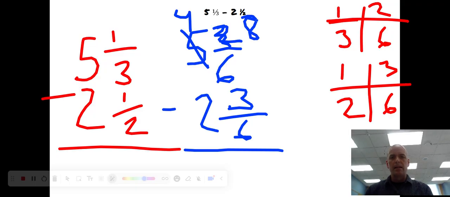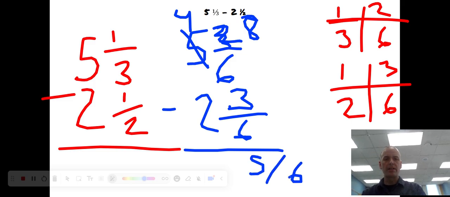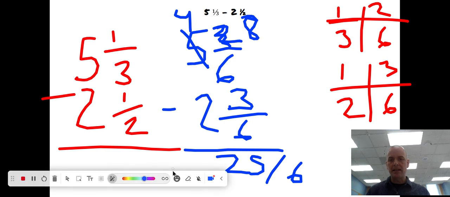Okay. 8/6 minus 3/6 is 5/6. And 4 minus 2 is 2. Last step, simplify. I don't need to. 2 and 5/6. That's it. All right.